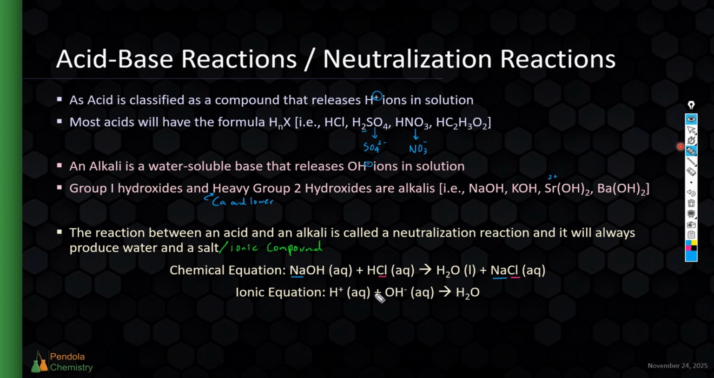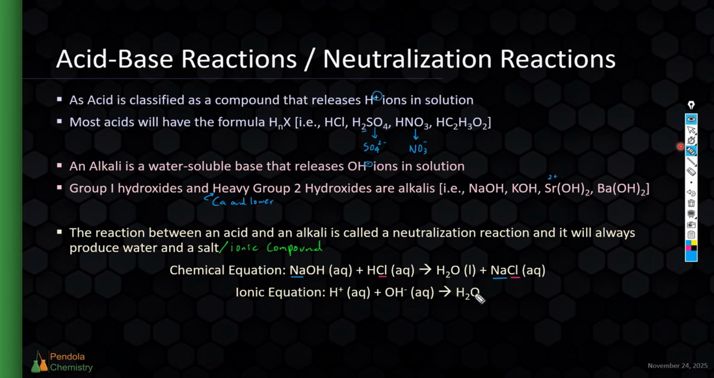Chlorine and sodium are +1 and -1, so when they combine it's a 1-to-1 ratio. If this was magnesium instead of sodium, or actually strontium instead of sodium, this would be SrCl2, because we will need 2 chlorines for every 1 strontium 2+.